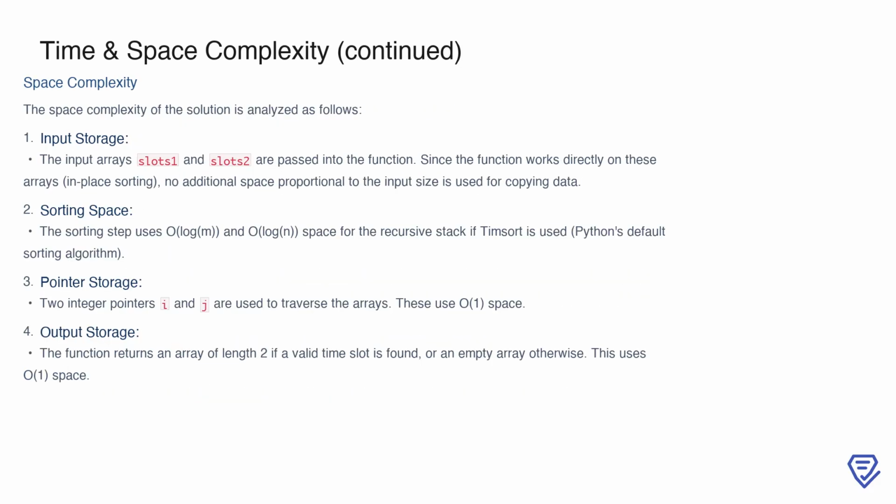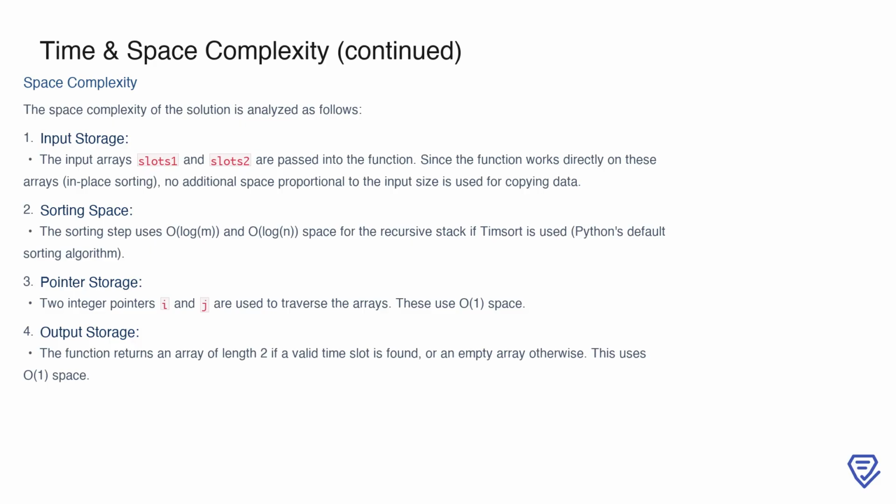Now, let's consider the space complexity of the solution. First, the input arrays slots 1 and slots 2 are provided as arguments to the function. Since we sort these arrays in place without creating additional copies, no extra space proportional to the input size is required for storage. Next, sorting with timsort uses O(log m) space for slots 1 and O(log n) space for slots 2 due to the recursive stack.